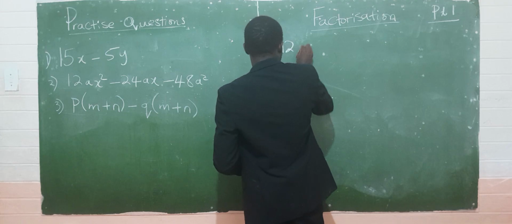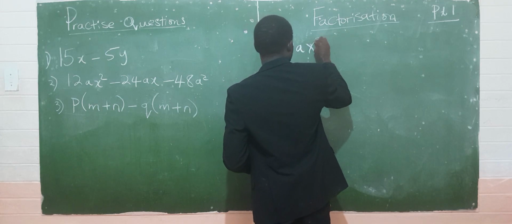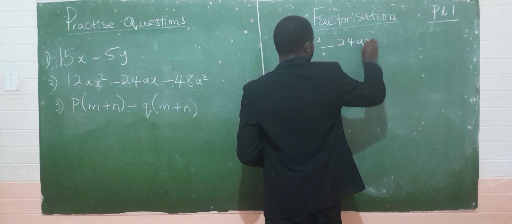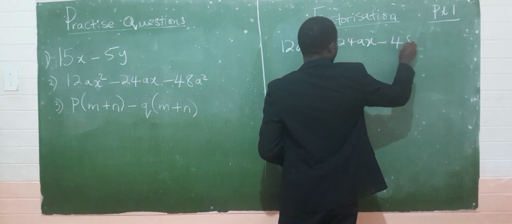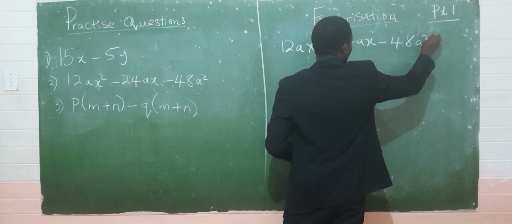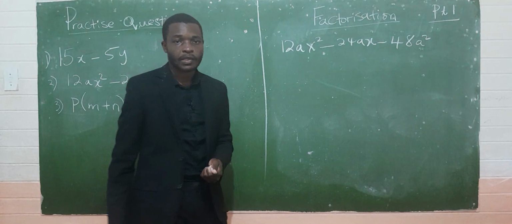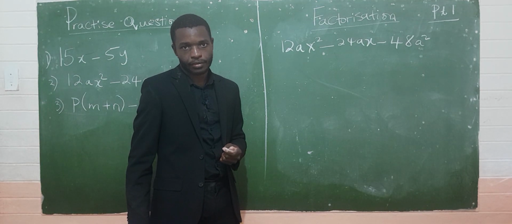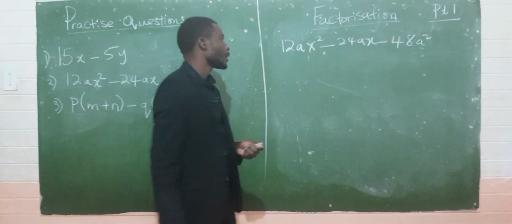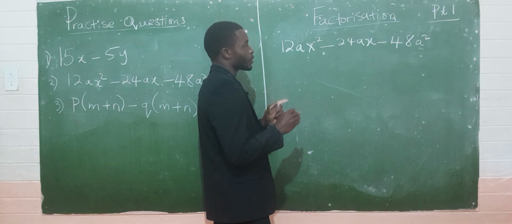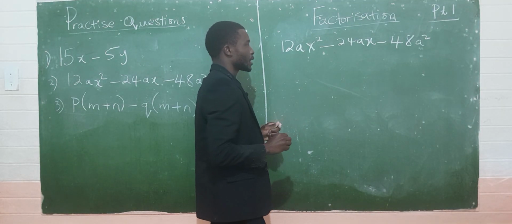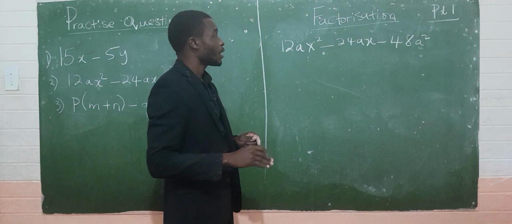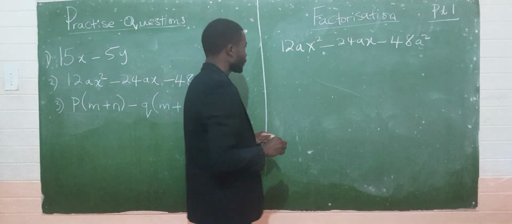We have 12ax squared minus 24ax minus 48a squared. And our assignment is the same. We're supposed to factorize that expression. In other words, you want to find two factors that when they are multiplied, they give us that expression. Similar to the first one, as much as it is 3 terms, we'll do the same process.